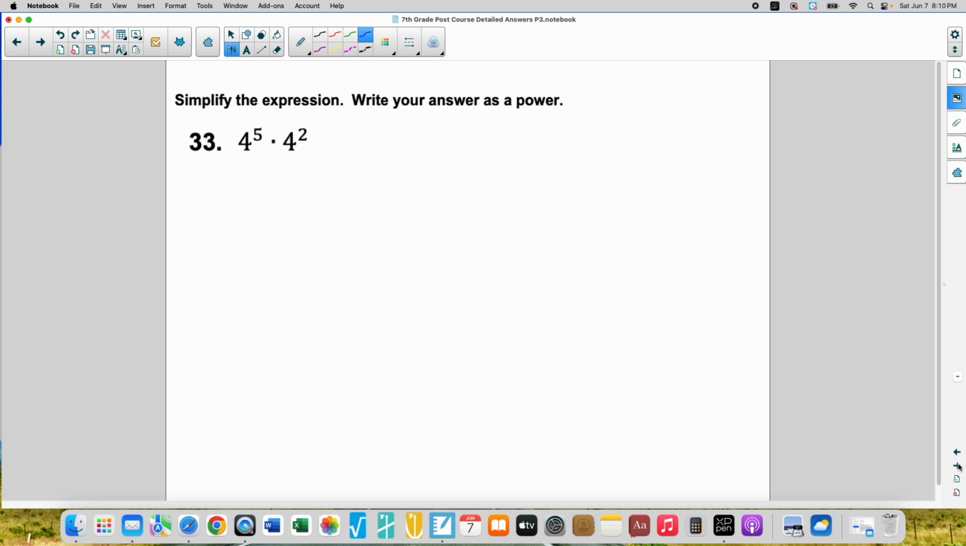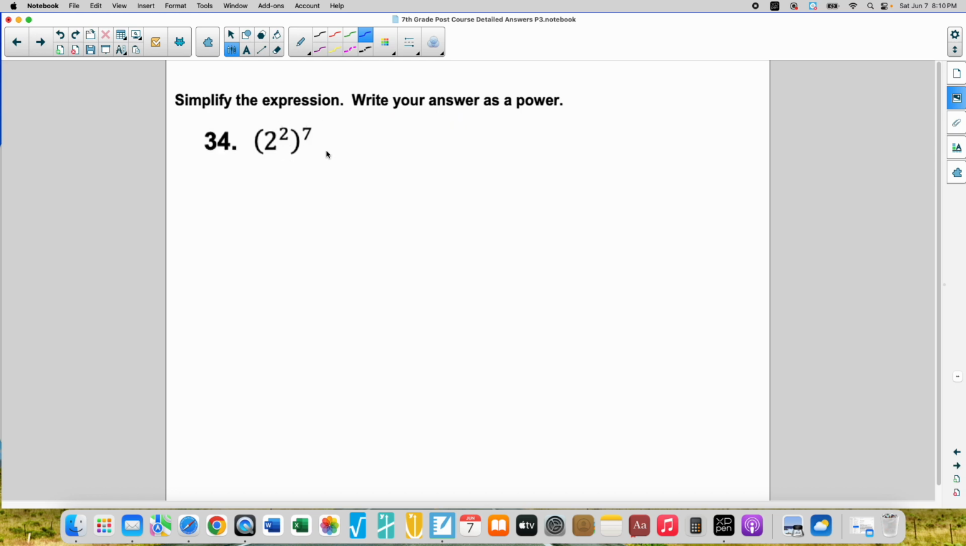Simplify the expression, write your answer as a power. So when we have like bases and we're multiplying exponents with like bases, this is like 4 times 4 times 4 times 4 times 4 times 4 times 4. And as you can assume, 5 plus 2 more makes 4 to the 7th. So when we multiply like bases, we add their exponents, because we're taking these 5 and adding 2 more that are all multiplying.